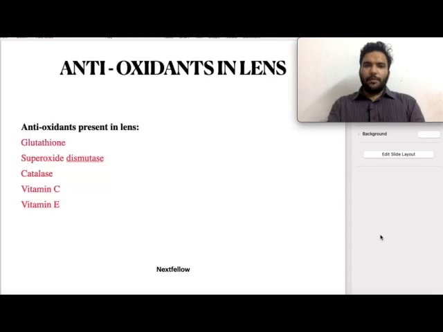Coming to the antioxidants in the lens, they are glutathione, superoxide dismutase, catalase, vitamin C and vitamin E. The three vitamins which have antioxidant properties are vitamin A, C and E. So C and E are present here, whereas instead of A you think glutathione, superoxide dismutase and catalase are present. This prevents the lens from becoming cataractous.